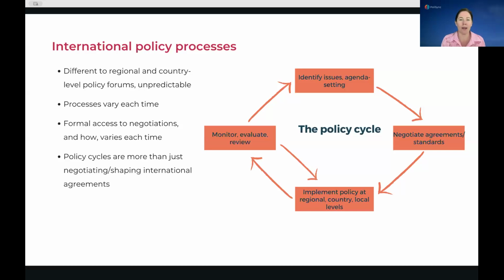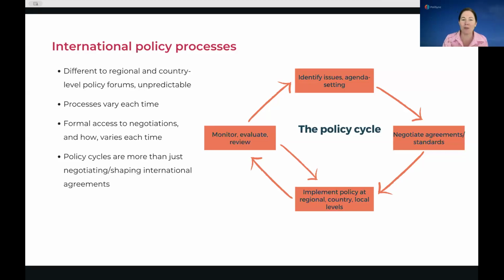One really key thing that I want to highlight before we move on to looking at how AI can enhance our negotiation processes is that policy cycles, or negotiations broadly, are much more than just negotiating and shaping international agreements. So it's much more than just trying to shape that hard law or that soft law, etc. Real change happens in the implementation phase.